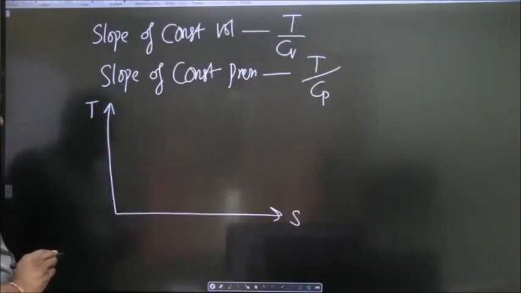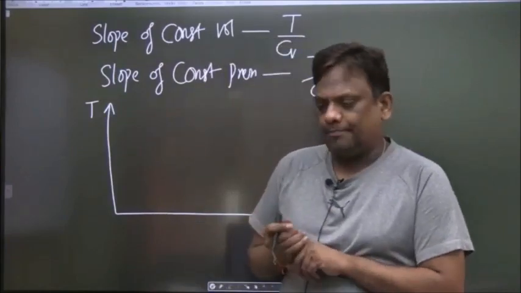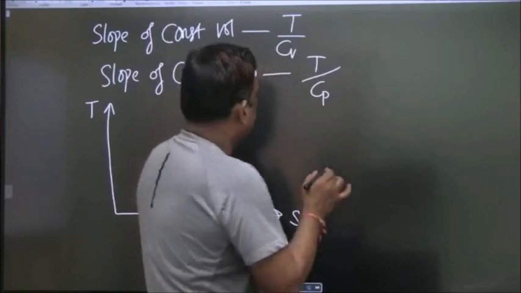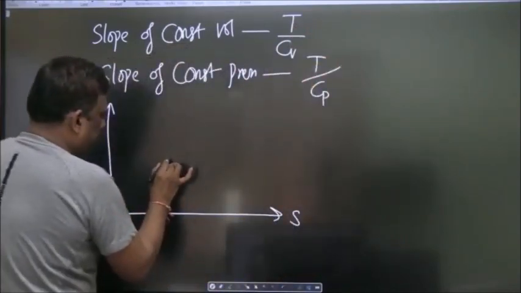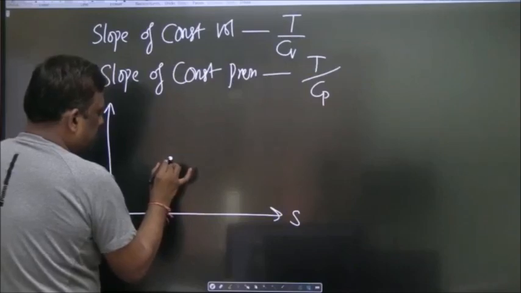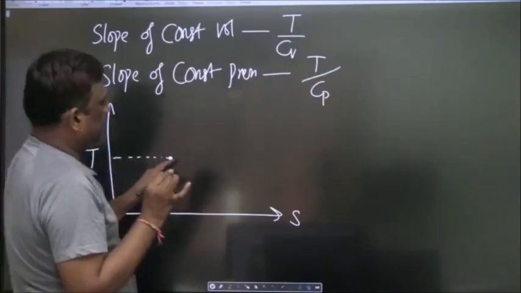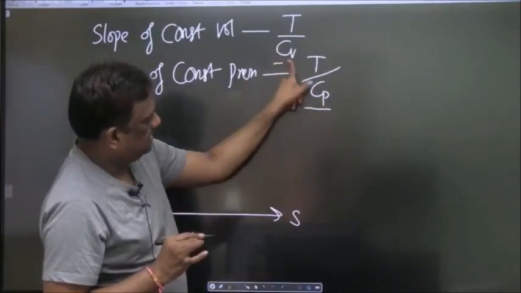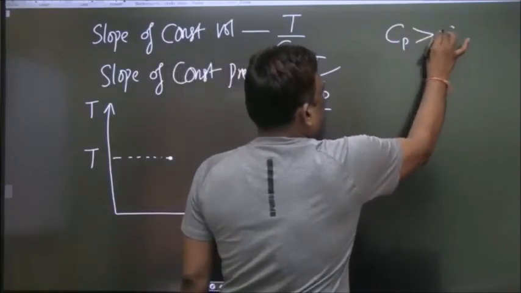Dekho. Now I am asking you a question. Which one has more slope? Ek second dekhna. Everyone knows at a given point I am checking the slope. When I say at a given point, my temperature is same. But one has Cp, other has Cv. Everyone knows Cp is greater than Cv.